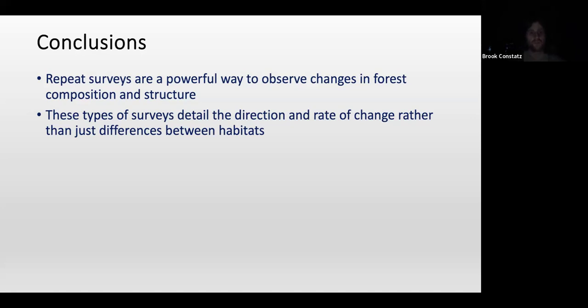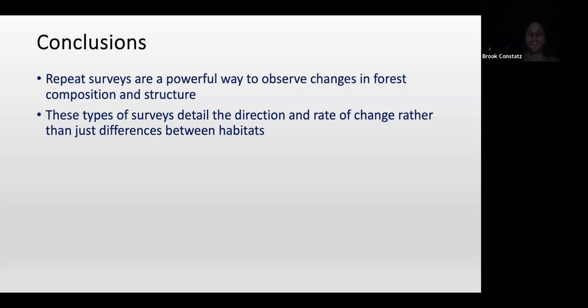But first, to get into my conclusions and talk about how I look at each of these results, where have we succeeded and where have we failed? Repeat surveys are a really powerful way to observe changes in forest composition and structure. They're great. I was very lucky to have a data set to build off of, and hopefully more people get that in the future, because they can tell you the direction of change, not just whether or not you're meeting your goals.